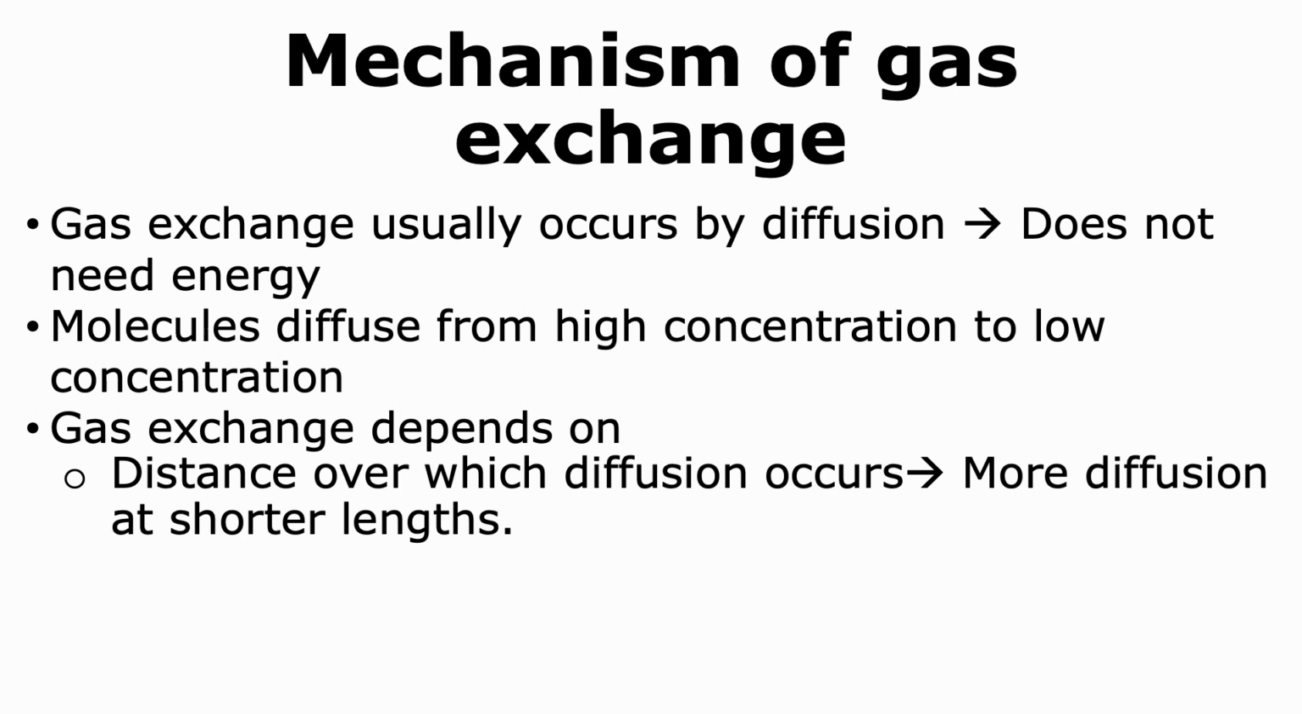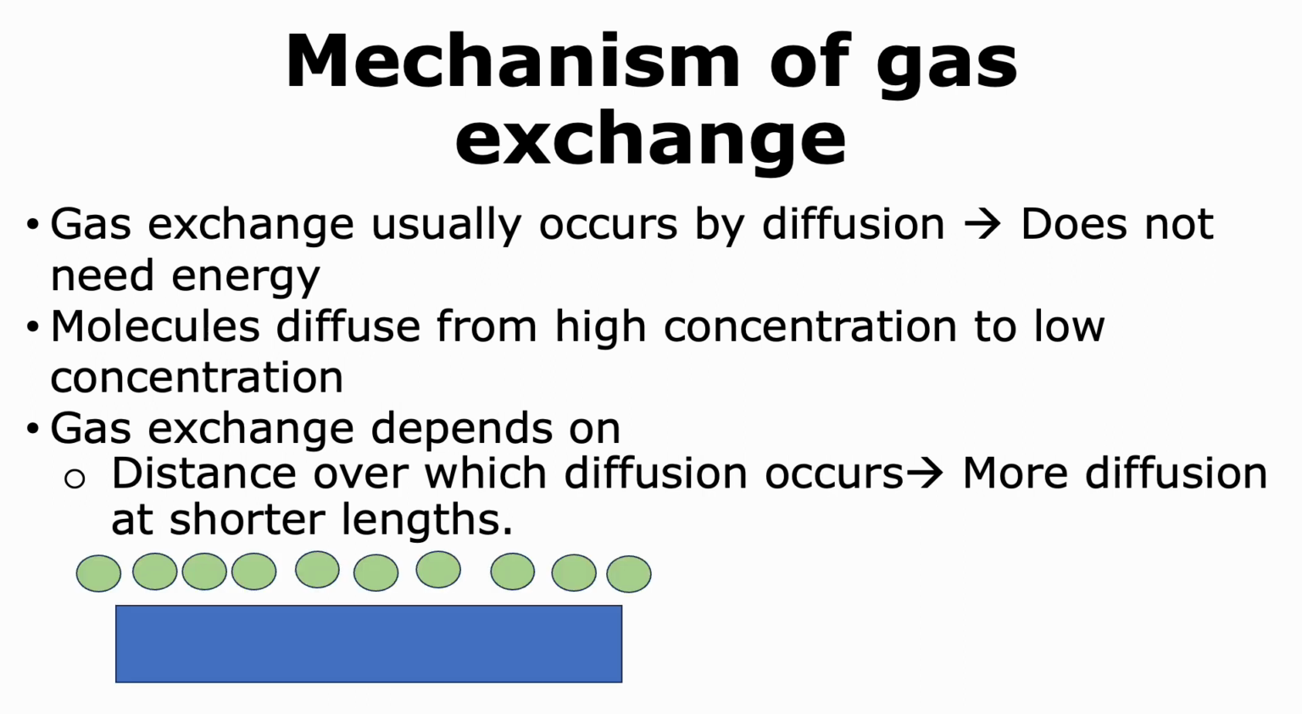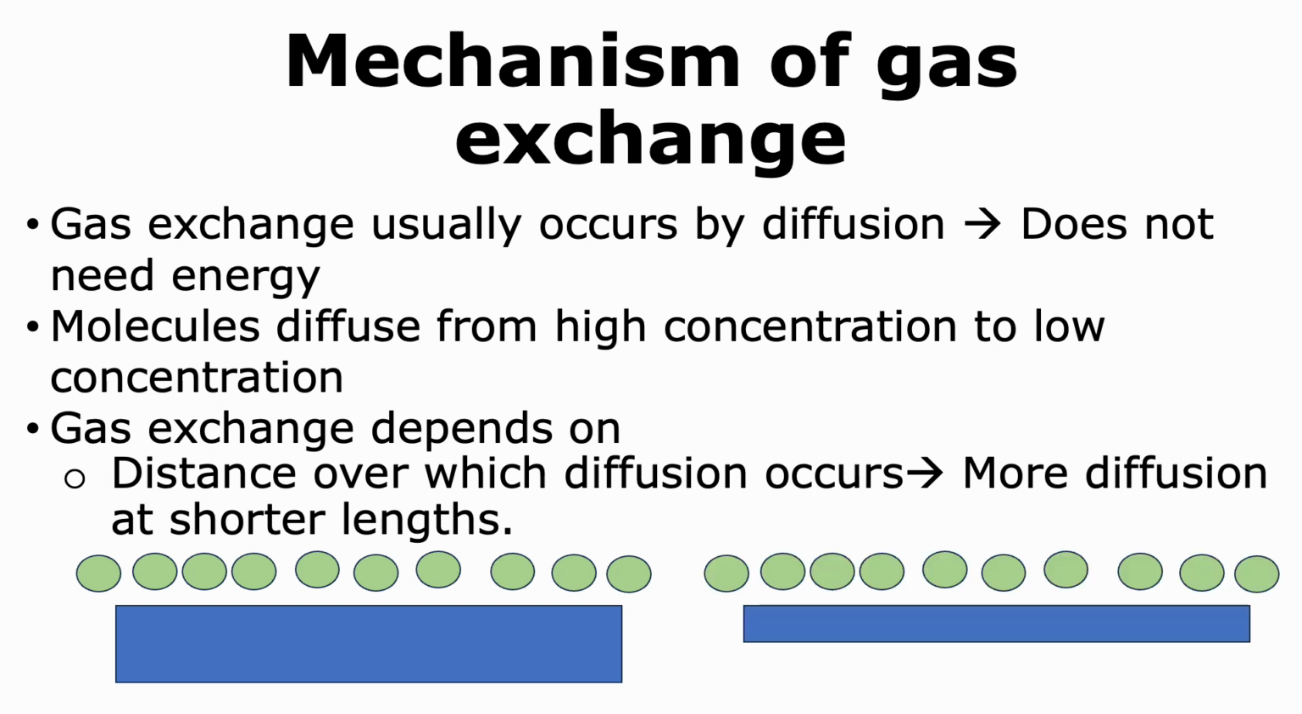Distance through which diffusion occurs also influences gas exchange. If we have a thicker surface compared to a thinner surface, there is less diffusion across the thicker surface as the gas molecules have to cover a larger distance compared to if the surface is thinner.